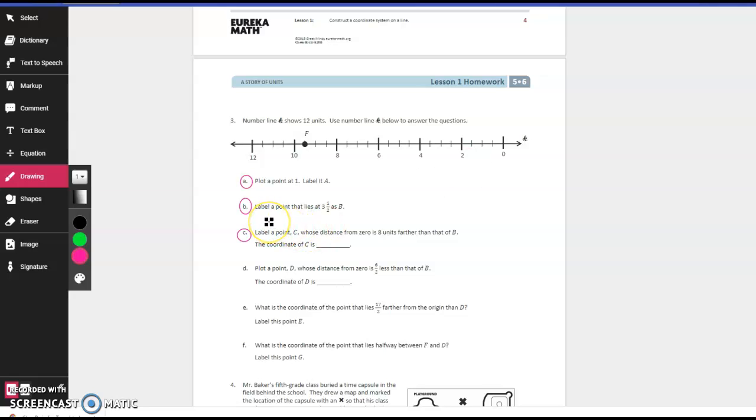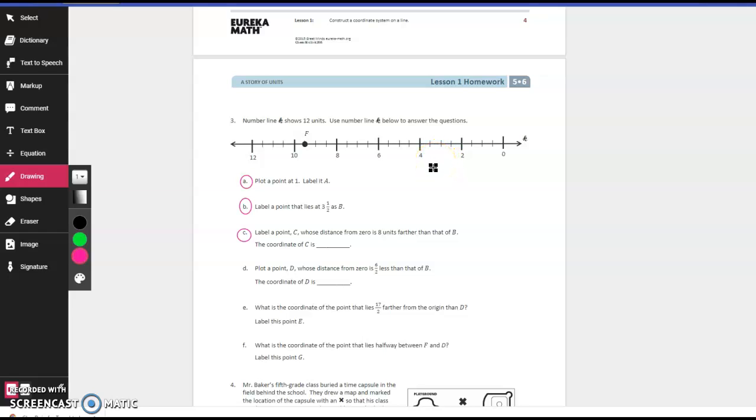Letter B. Label a point that lies at 3.5 as B. So basically what that's saying is find 3.5 and label that B. We know 3.5 is somewhere in between here. This is 2, this goes to 4, somewhere in between here is 3.5, and then you mark that as a B.